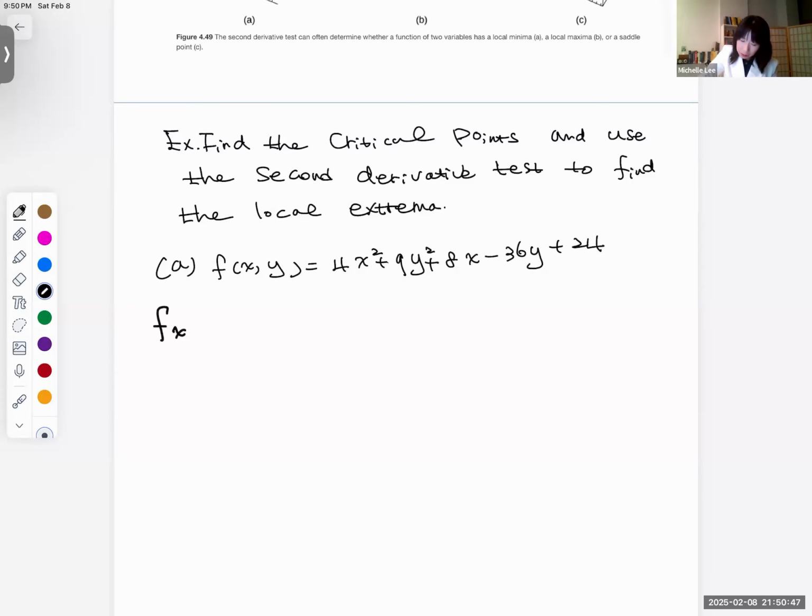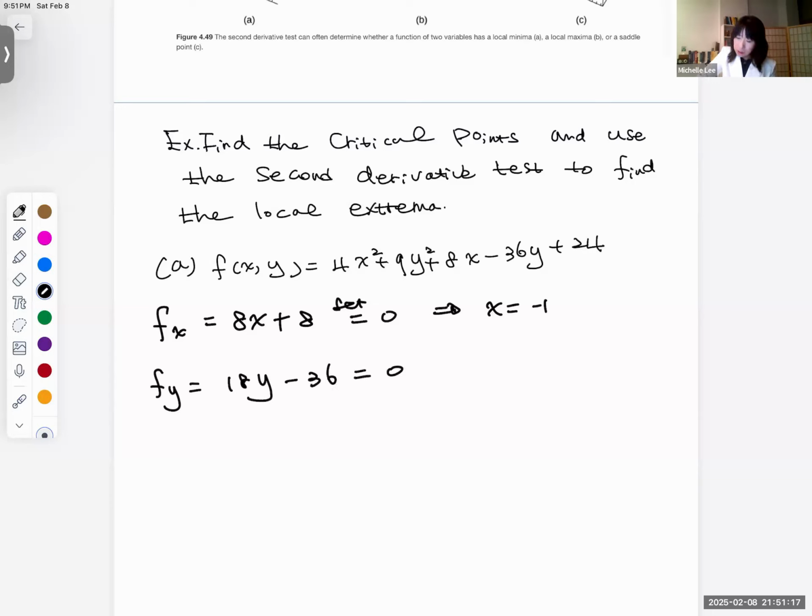So the partial derivative with respect to x, then we have 8x plus 8. That's it. We have a nice easy one. So set equal to 0, then x equals -1. Good. The partial derivative with respect to y, we have 18y minus 36. So set equal to 0, y equals 2. Very good. So we have a critical point, which is (-1, 2). Very good. So we finished that.